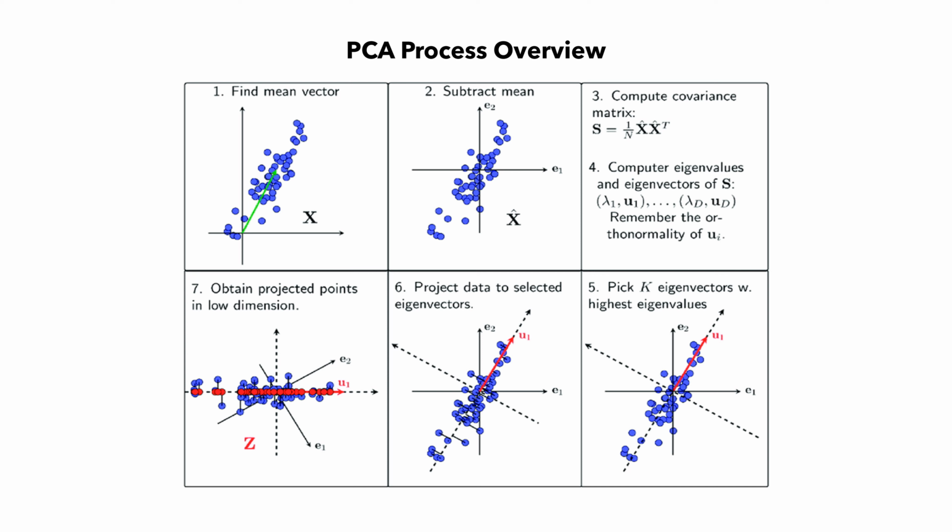The sixth step is the original data X is projected onto the k selected eigenvectors, resulting in a new set of data points in the lower dimensional subspace. Then the last step is to obtain the projected points in low dimension. The final step is to visualize or work with the projected data points in the lower dimensional subspace, which captures the most important patterns and structure of the original high dimensional data. In this way, we complete the process of PCA.